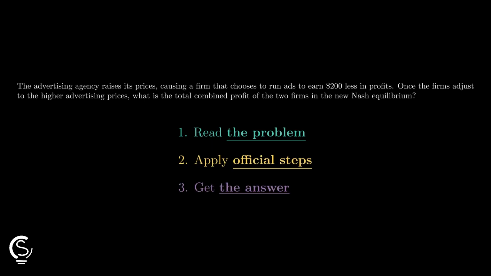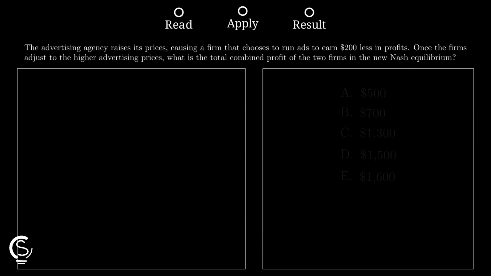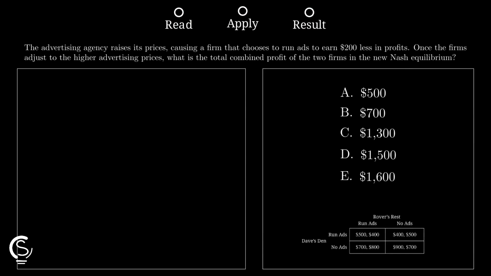I got your back. Game theory problems are tricky when costs change. Let's find the new Nash equilibrium and total profit for these firms in 3 steps. First, we adjust the payoff matrix by subtracting $200 from any firm that chooses to advertise. This change reflects the higher prices set by the advertising agency for everyone.